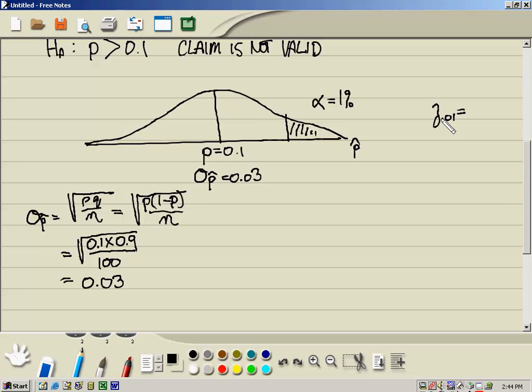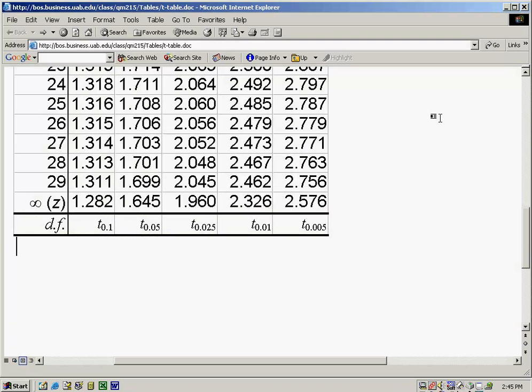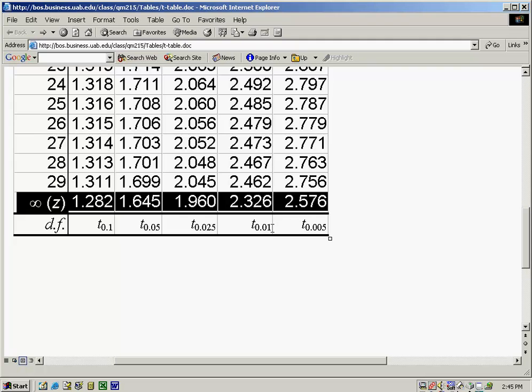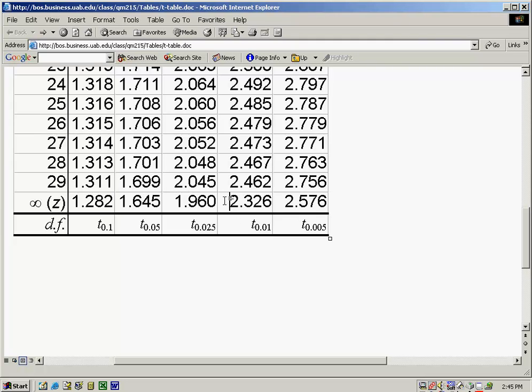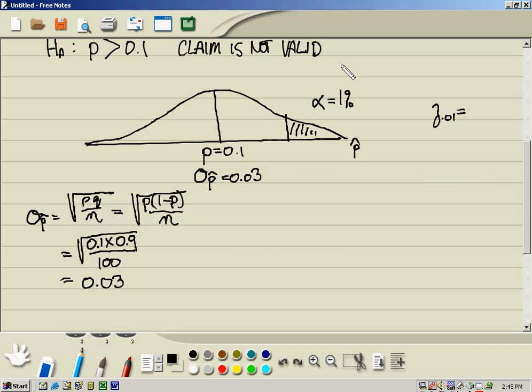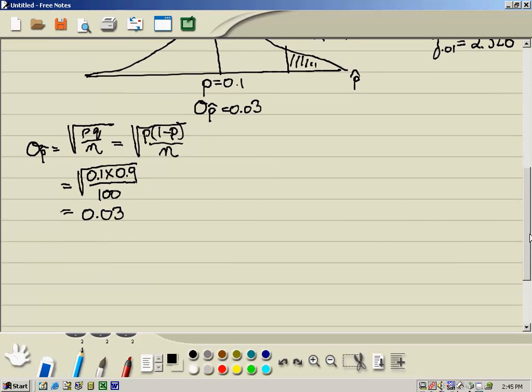And what we need now is the z-value. Let's swap over to the t-tables. Again, the last line is for the z distribution. We want 1% in the tail, so the value is 2.326. So the z-value that gives us 1% in the upper tail is 2.326. And now we're ready to calculate that upper limit. Let's just call that UL for short.